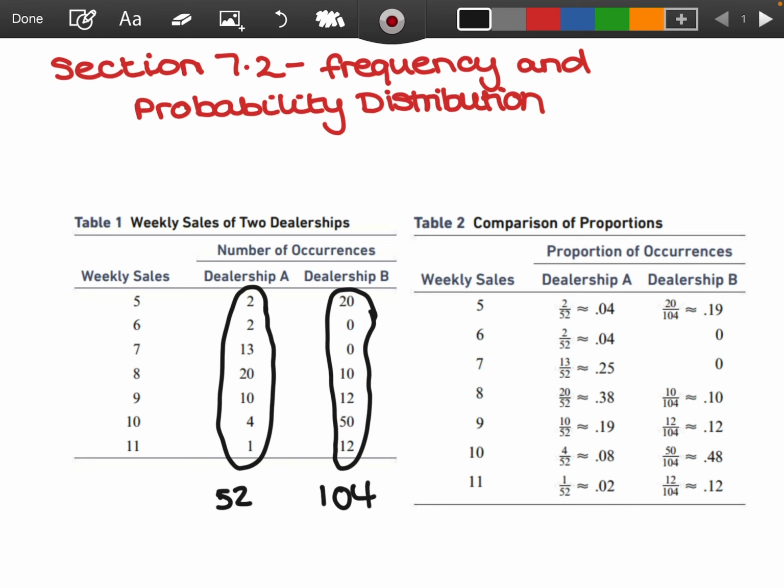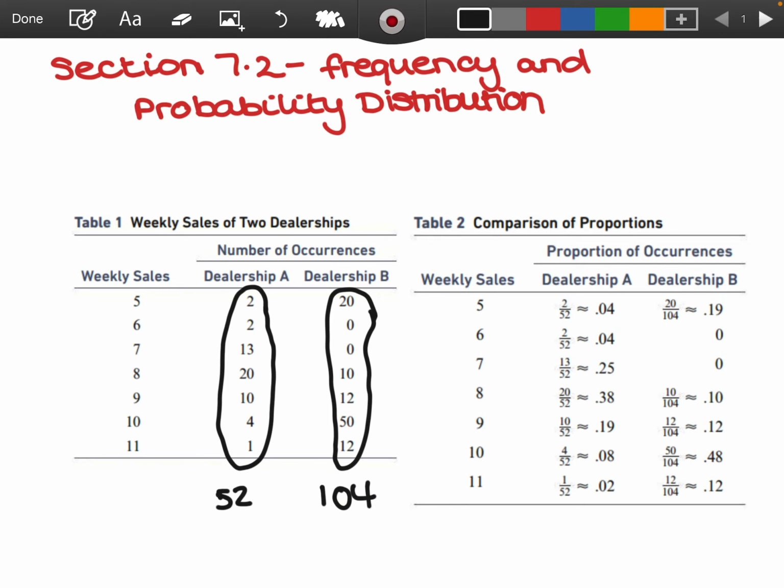So what we do to find the relative frequency, so the frequency of something happening relative to the total number that we have, is for dealership A, 5 weekly sales happened 2 out of 52 weeks. So that was 4% of the time, 0.04. Then let's go over to dealership B. For 20 weeks out of the 104 weeks that we have in 2 years, 20 out of 104 was 19%, 0.19. So 19% of the time, dealership B had 5 weekly sales.